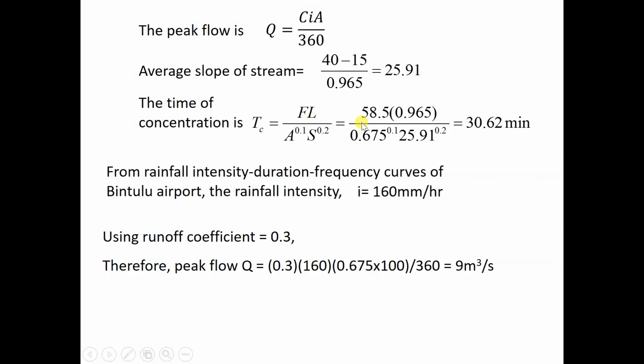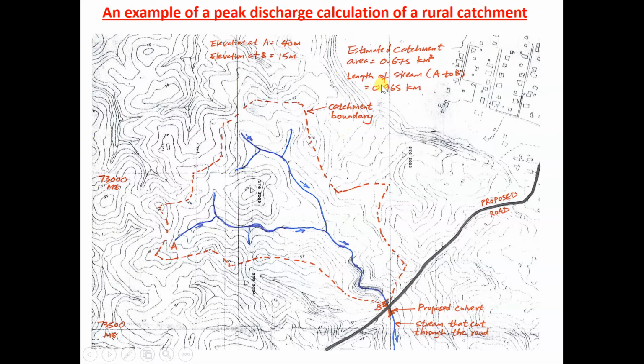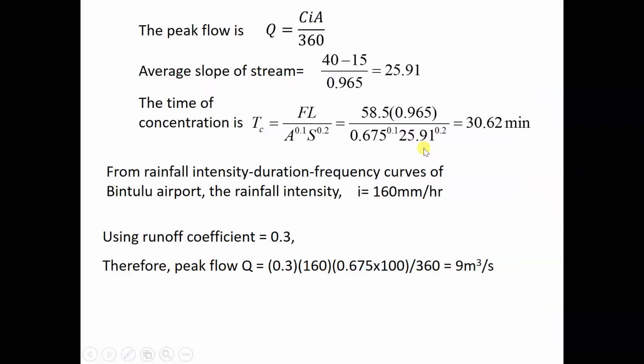Okay, so F equal to 58.5. The area is 0.965, and then the area given is 0.675 kilometer square to power 0. And then the S from above here is 25.91. That gives us 30.92 minutes. Okay. So from the rainfall intensity, duration, frequency curve of Mintulu Airport, this is in Sarawak in Malaysia.